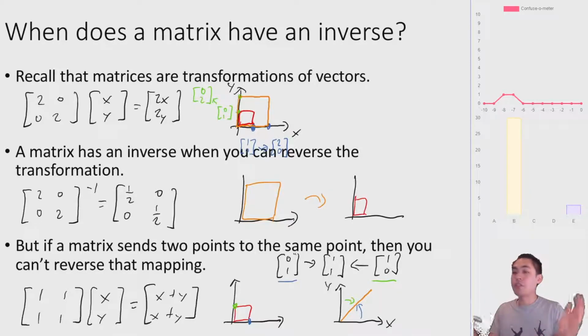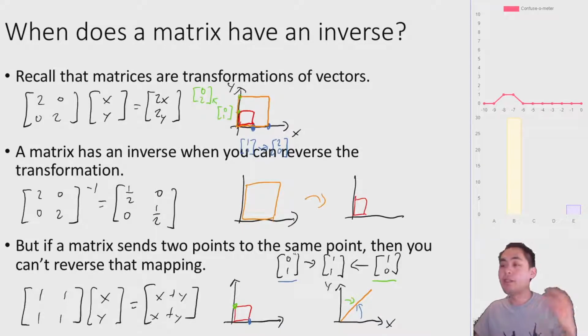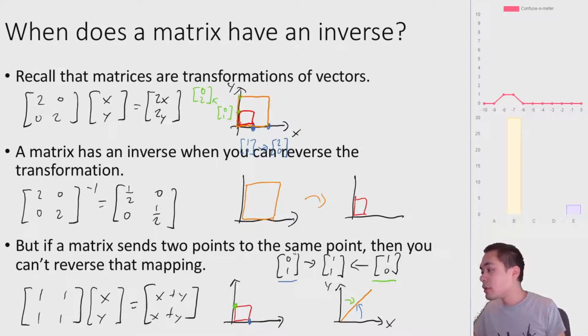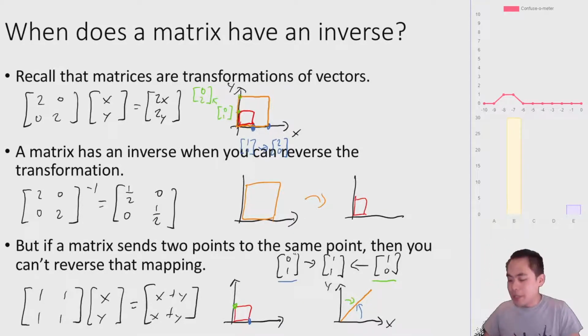And so you can't actually reverse this. This matrix isn't invertible because you can't reverse this mapping. If you try to solve for the inverse, you'll quickly find that if you apply this to every one of these points, you can look to see where they go.